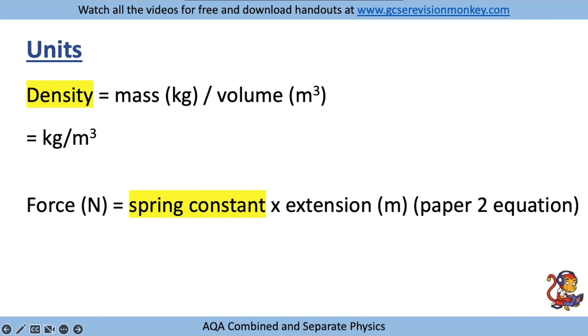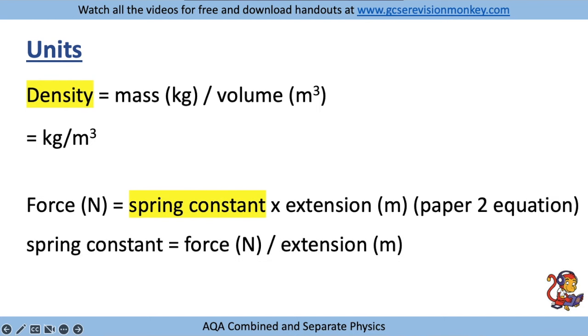So if you rearrange this equation, you get spring constant equals force divided by extension. So the units for spring constant are therefore newtons per meter, because that's what you have to do if you're calculating it in that equation.